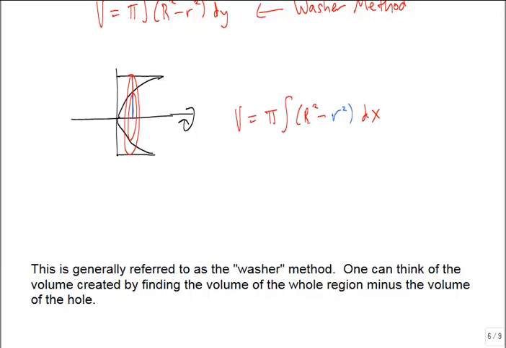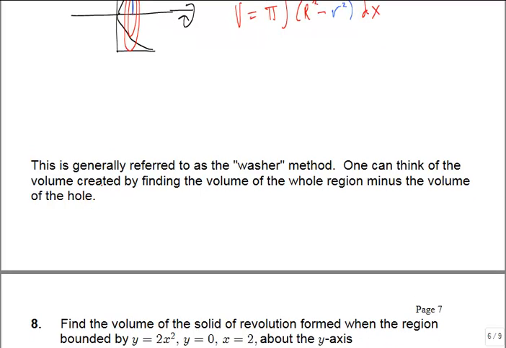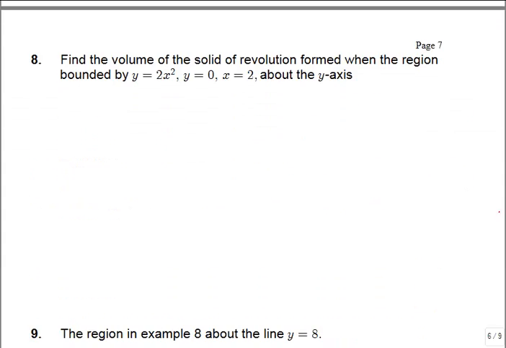So both the big R and the little r should be functions of x, and the bounds should be x bounds as well. So again, this is called the washer method. One can think of this volume as being created by finding the volume of the whole region minus the volume of the hole. So let's practice a few of these. This is grouped in with the disk method because essentially it's just two disks being subtracted. So the disk method and the washer method are pretty much the same technique. It's just that in the washer method you're subtracting out some disks as well.